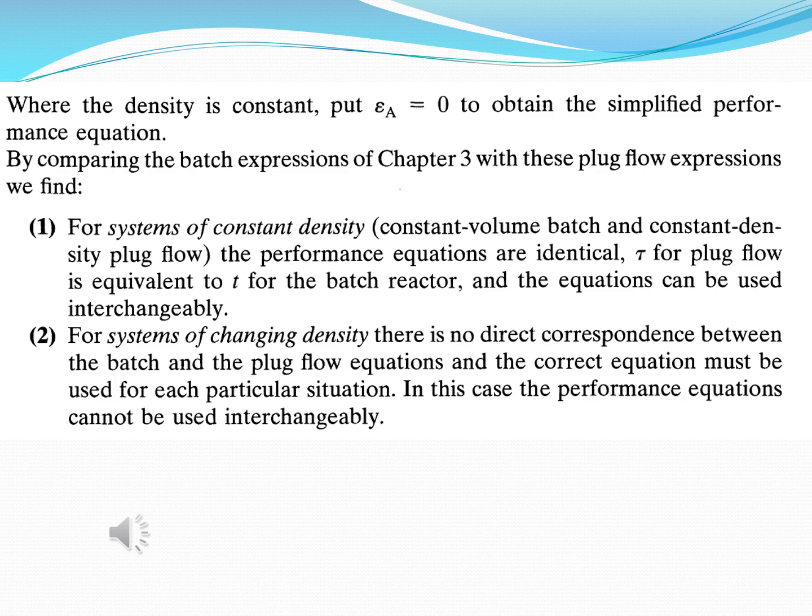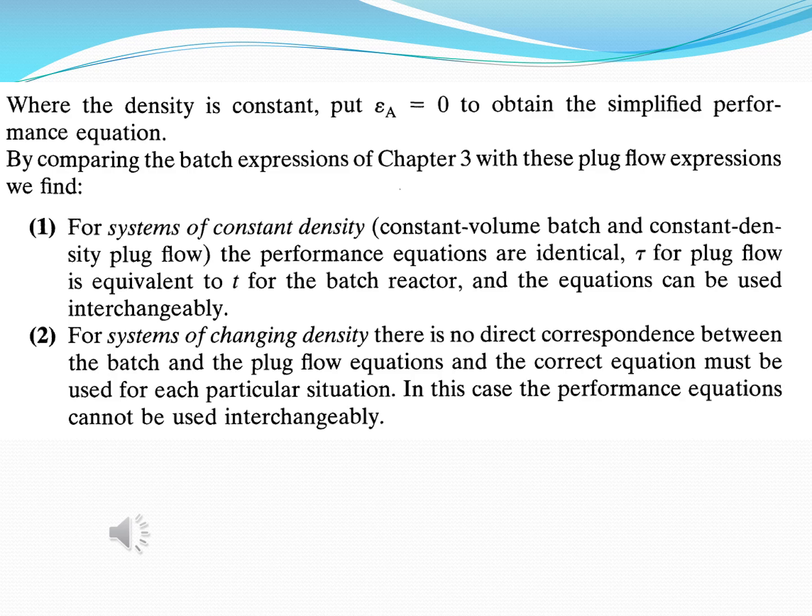These are the summarizing points from the theoretical concepts we have covered so far. Where the density is constant, of course, you know that we put the volume expansion factor equal to 0 to obtain the simplified performance equation. By comparing the batch expressions of chapter 3 with these plug flow expressions, we find that for systems of constant density, constant volume batch and constant density plug flow, the performance equations are identical. Tau for plug flow is equivalent to t for the batch reactor, and the equations can be used interchangeably.